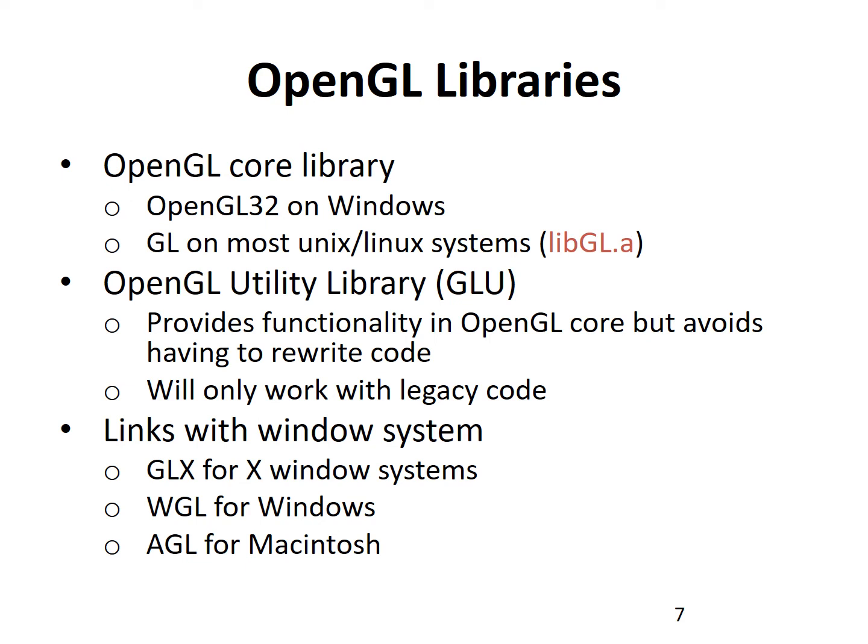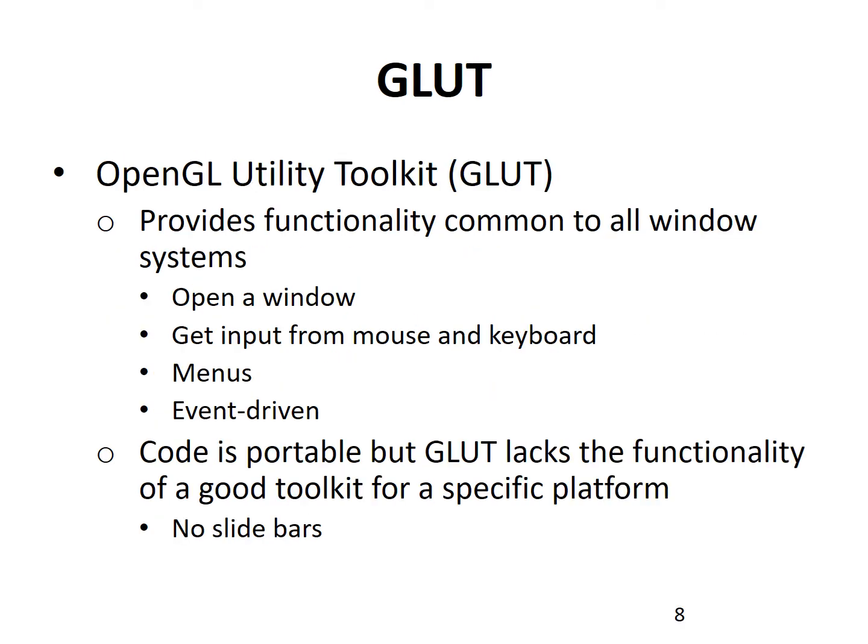OpenGL also provides links with windowing systems. GLX is for X window systems, WGL is for Windows, and AGL for Macintosh. The OpenGL Utility Toolkit, or GLUT, provides functionality common to all windows systems, such as opening a window, getting input from the mouse and keyboard, menu items, and event-driven programming.